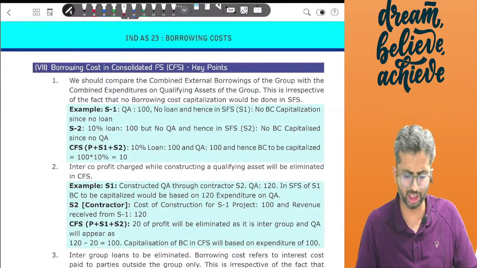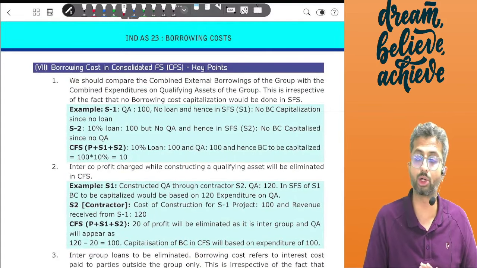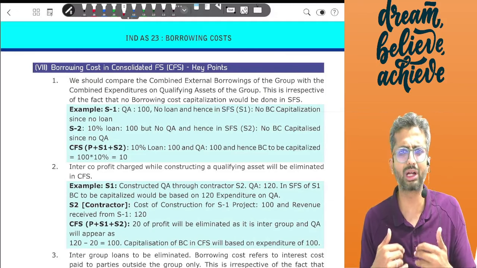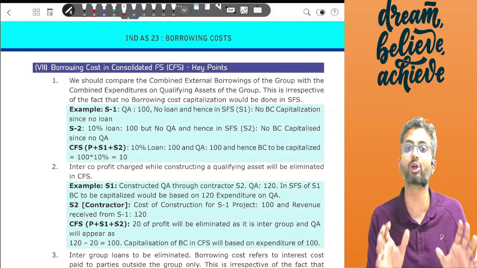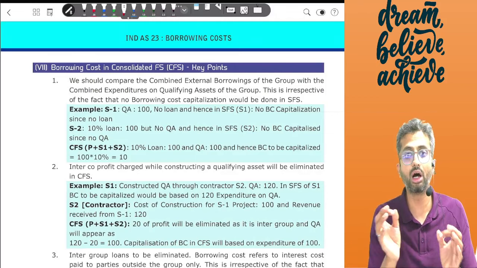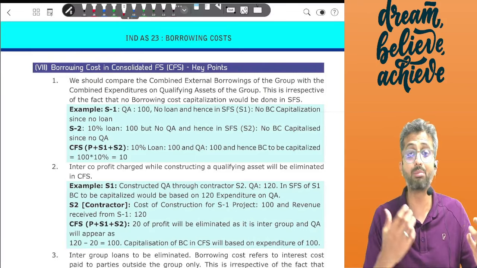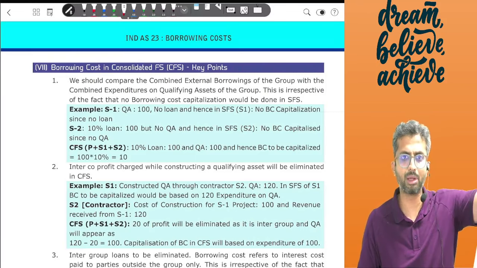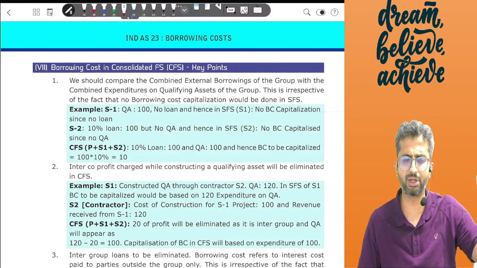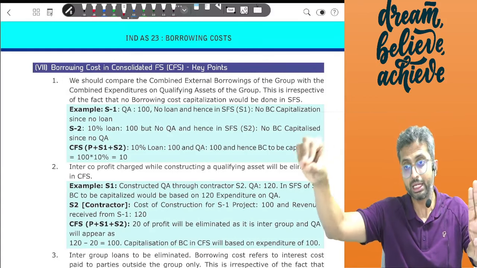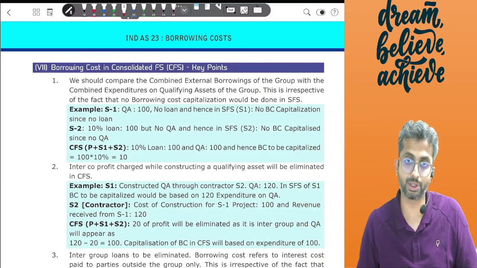And the last part over here is borrowing costs in case of consolidated financial statements. Now, usually what we have done till now clearly helps you in understanding the borrowing cost treatment in SFS. But a few nuances can be there in CFS. Like for example, there may be intercompany loans. So there may be a company which has taken a loan at the rate of 7%. It does not have any qualifying asset. A parent company gives a loan to its subsidiary at 8%.